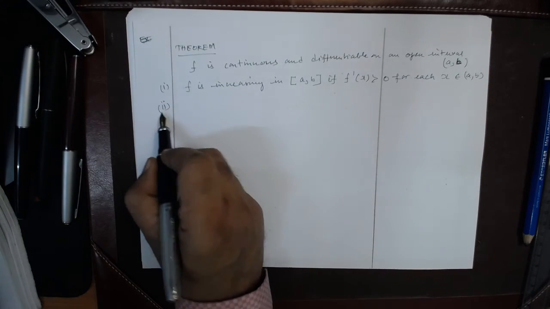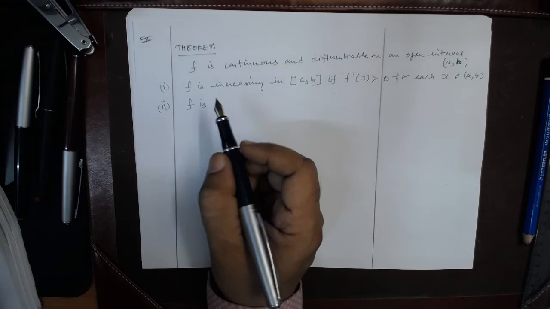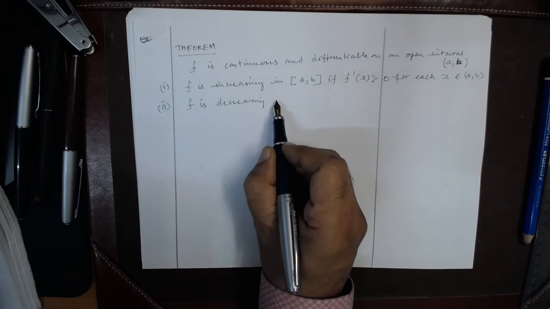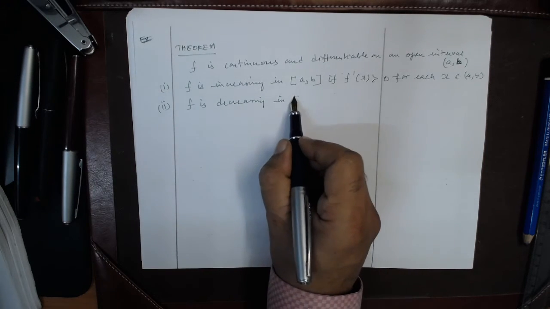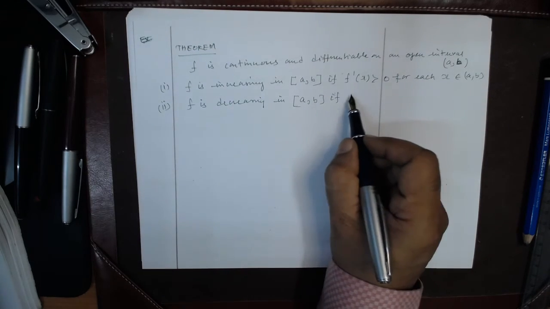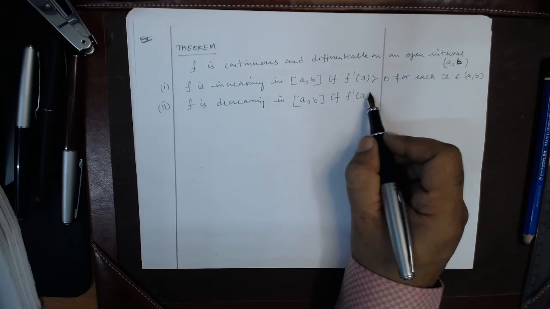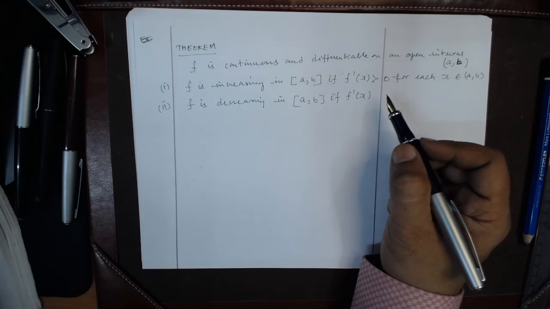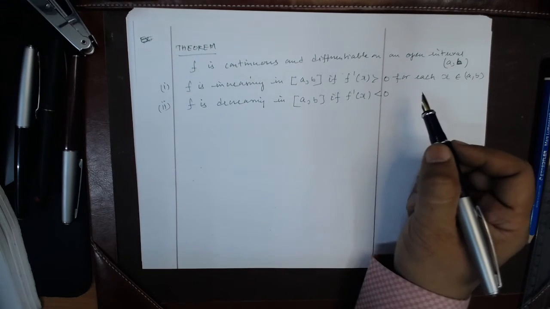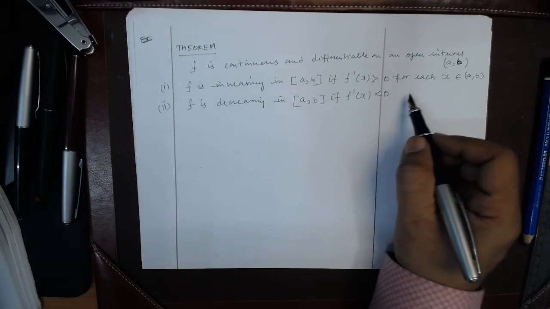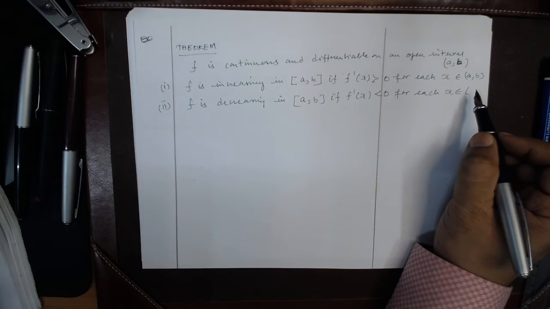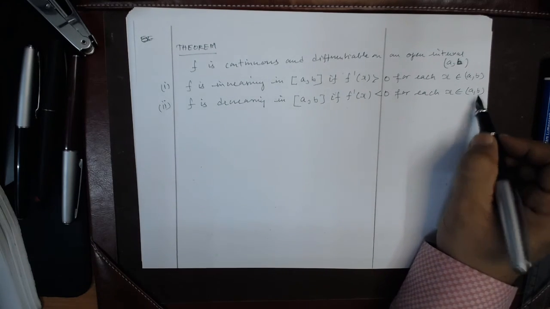Second, f is decreasing in the closed interval [a, b] if f dash x. What do you mean by f dash x? The dy by dx, the differentiation of the given function. If this differential value is less than 0, that is negative, for each x belongs to (a, b), the open interval.